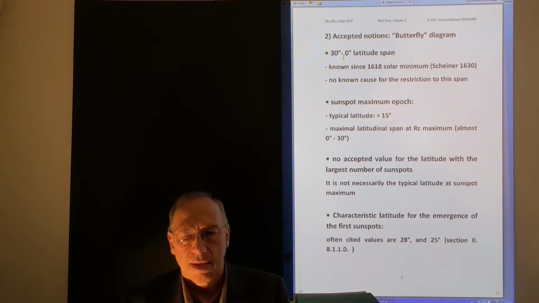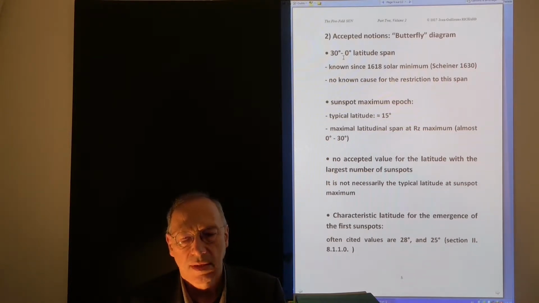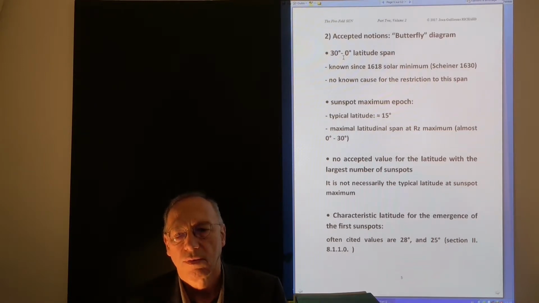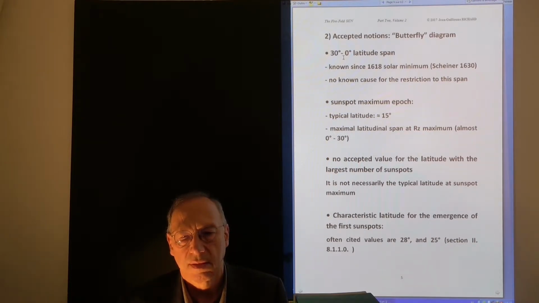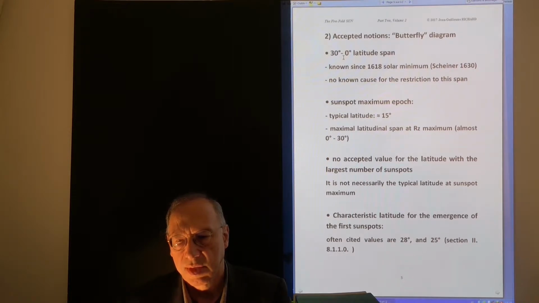As for the characteristic latitude for the emergence of the first sunspots, the ballpark first estimated by Scheiner in 1630 of 30 degrees was refined over time to values of 28 degrees, which is often cited, or also 25 degrees, which is as often cited, as found here from a meta-analysis of solar physics literature in the last few decades.